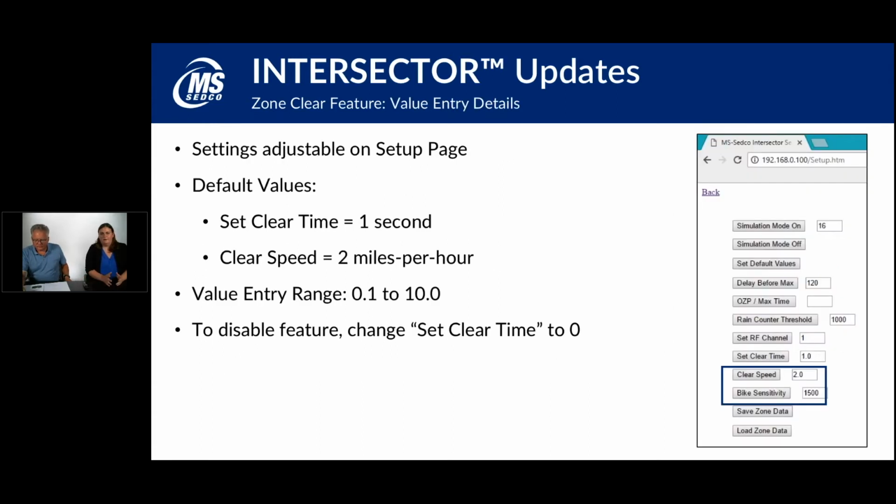So those settings are available to you on the setup page. By default, the clear time is 1 second, and the speed is 2 miles an hour. The value entry ranges from 0.1 to 10 seconds or miles per hour, depending on which one you're talking about. If you do not want to use this feature and just want to disable it, you can set the clear time to 0, and it'll work as you're used to seeing without the clear feature.